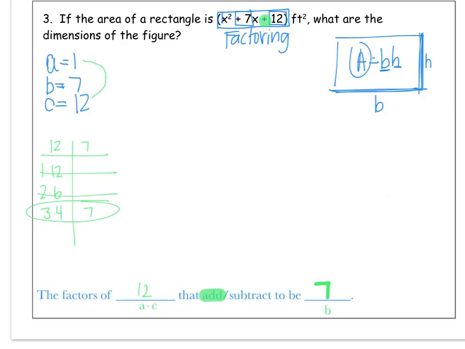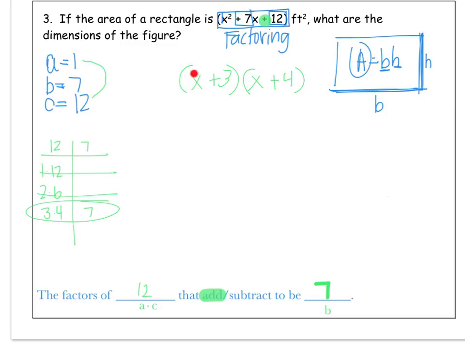So my trinomial is now going to be x and x, because what times what is x squared? Well, that's x times x. And then I've broken it up into 3 and 4, because 3 times 4 is 12. But also, a positive 3 and a positive 4 are going to give me that 7 of the 7x in the middle.